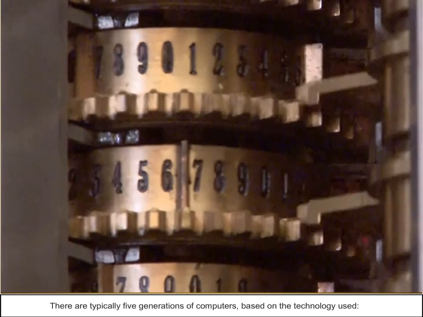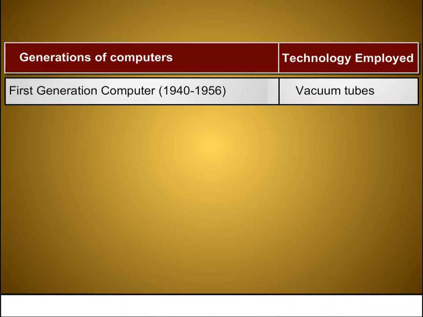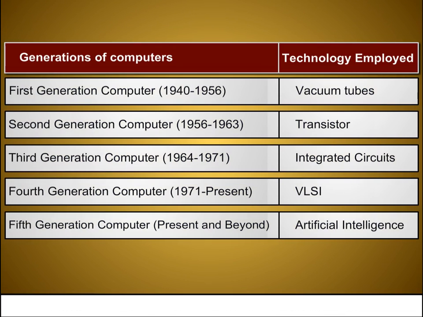There are typically 5 generations of computers based on the technology used. Generations of computers, technology employed. First generation computer, 1940 to 1956, vacuum tubes. Second generation computers, 1956 to 1963, transistor.